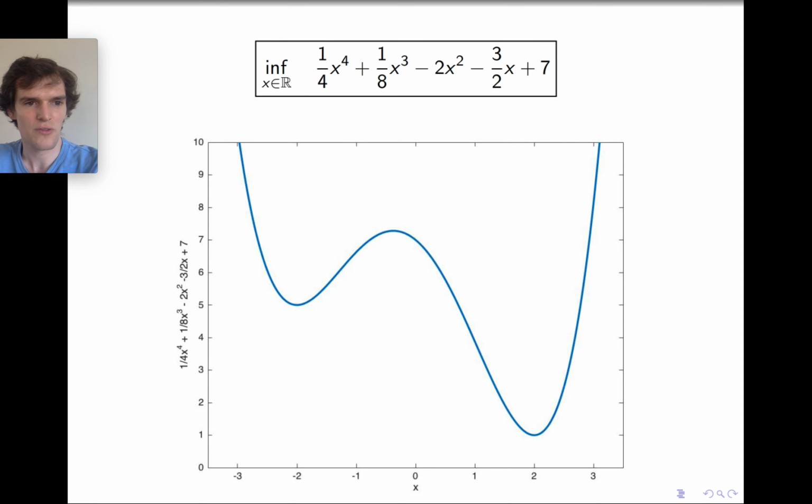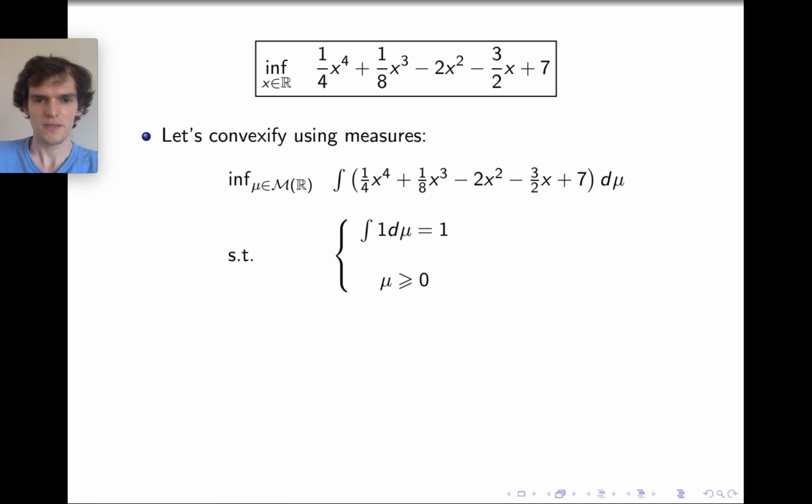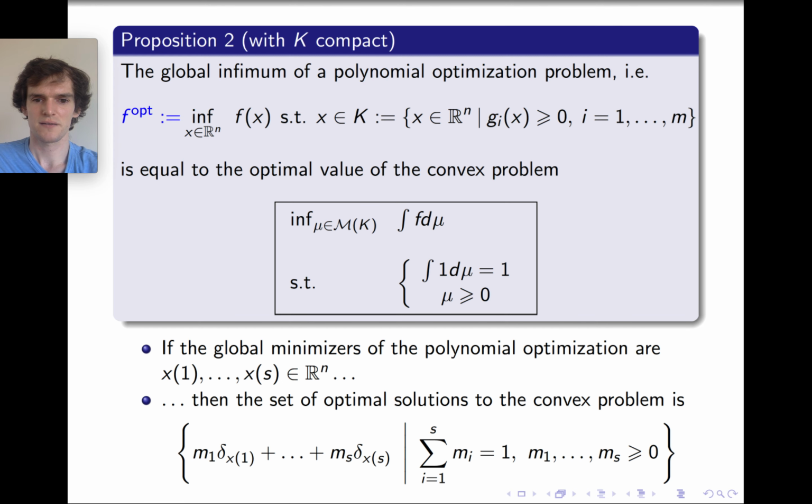So let's see how this proposition can help us on this example. Let's try to illustrate it. Remember, this is the same example we looked at in the previous lecture. It has a local minimum, it has a global minimum. And let's convexify this non-convex problem using measures. So using proposition 2, we're just going to write this box here for our problem.